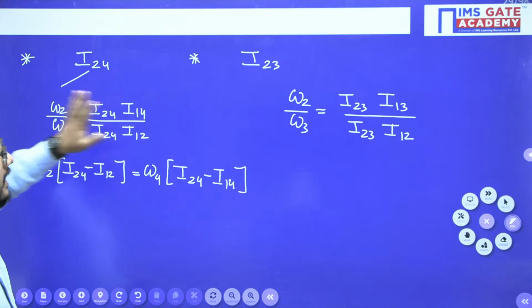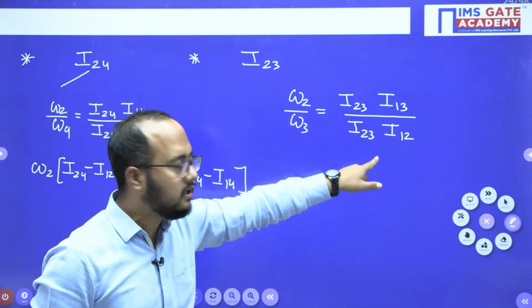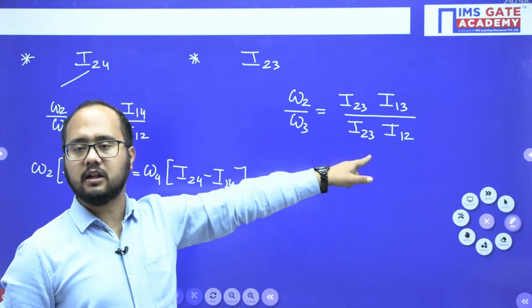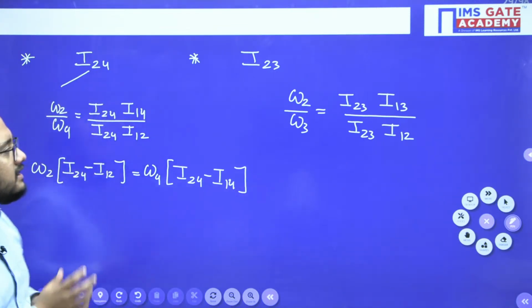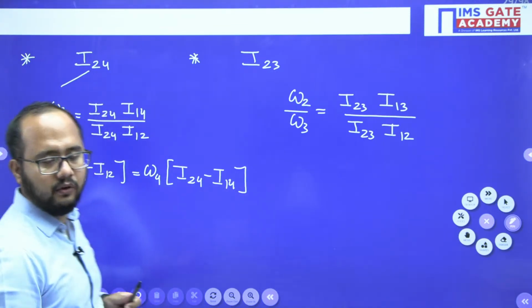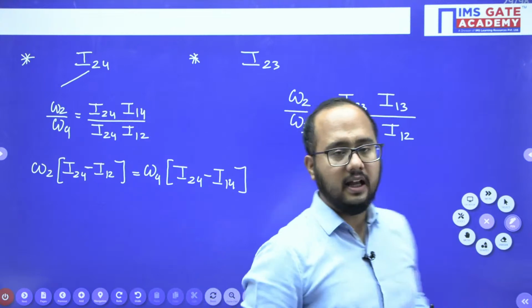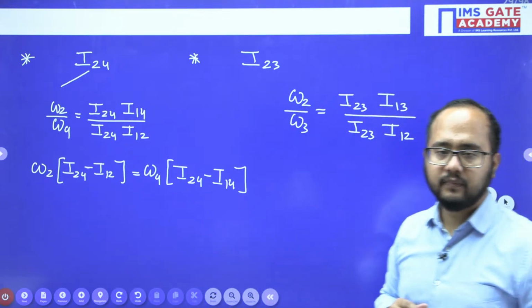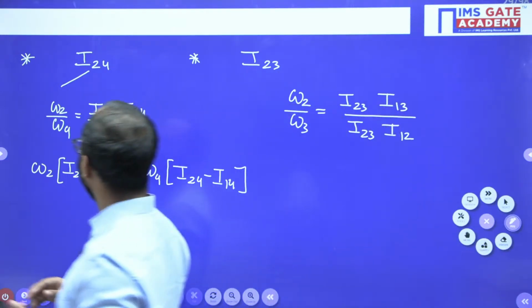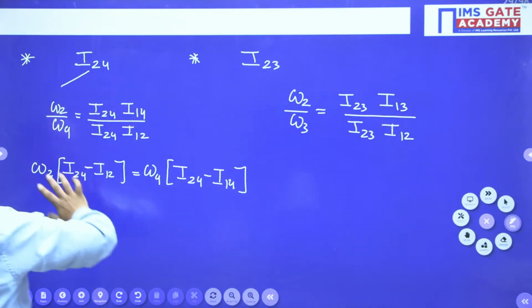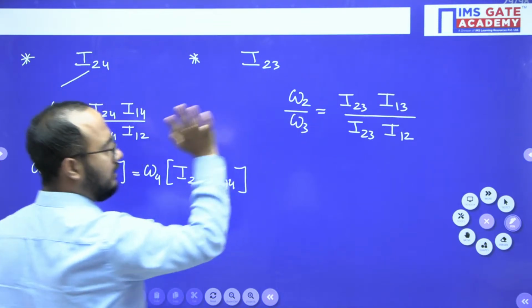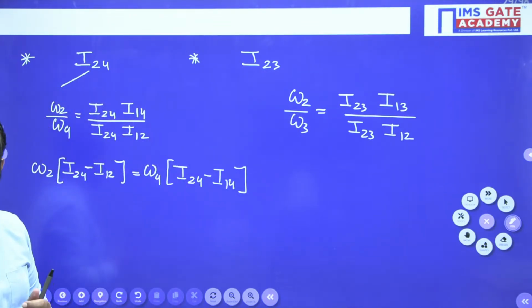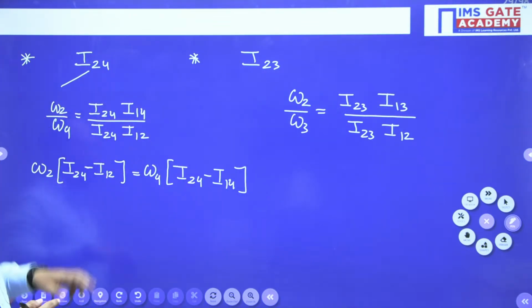So depending upon the eye center, you can use this relation, the angular velocity ratio theorem. You have to consider one of the links as the reference link here. Right? Is this point clear? So for 2, 4 we can write like this. For 2, 3 we can write like this. Clear, everyone? Okay, is this point clear?